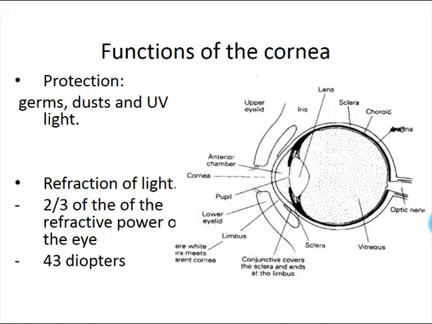On the third slide, we should know about the function of the cornea. First of all, protection, and second, refraction of light. I'll highlight the protection here and refraction of light. Protection against germs, dust, and UV light. Refraction: the cornea represents about 2/3 of the refractive power of the eye, about 43 diopters.